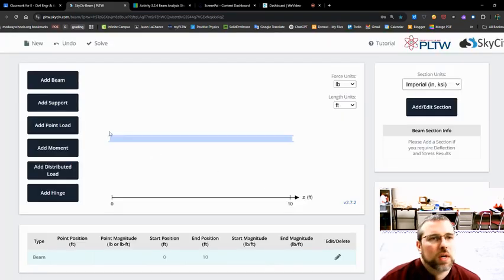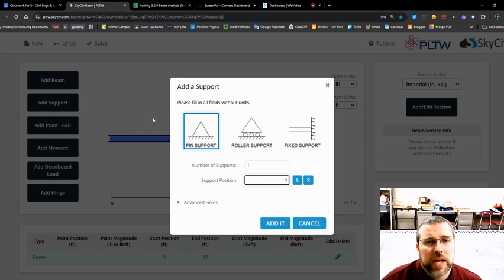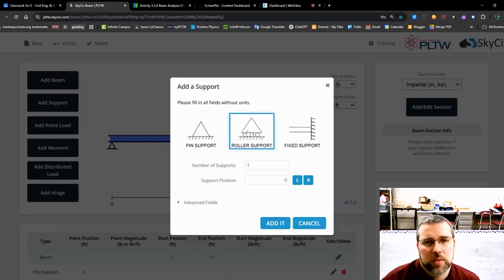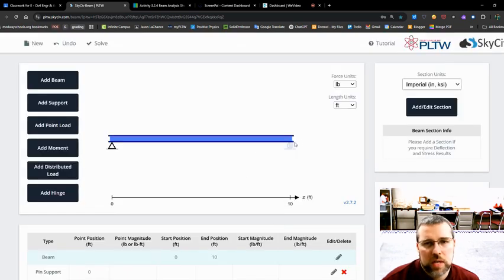There's my beam. But it is floating in the air right now, so I need to add some supports. I'm going to add a pin support. It needs to know the number of supports. Let's add one right now, and the support position. So I want it on the left side, and that's going to call that 0. All the way on the right is going to be 10, but I want it on the left, 0. There's my pin. I'm going to add another support. It's going to be a roller support on the other side. On the right side, when I click right, that goes to 10 feet because I had a 10-foot beam, so that aligns with that. Okay, great.